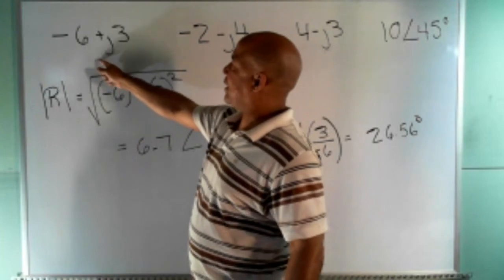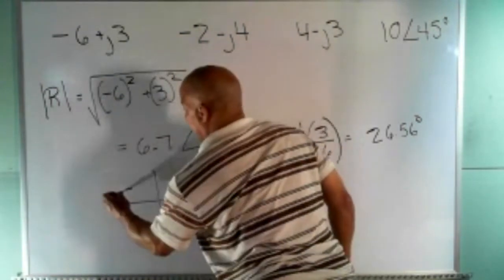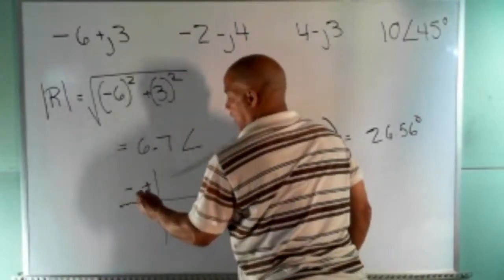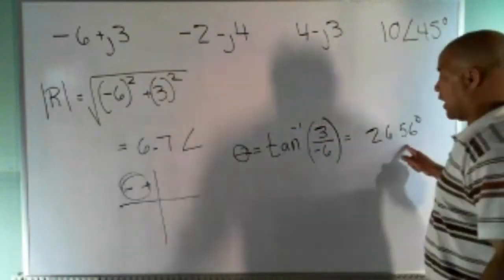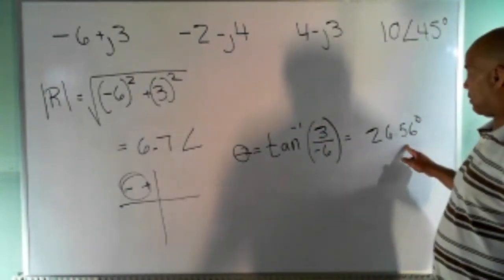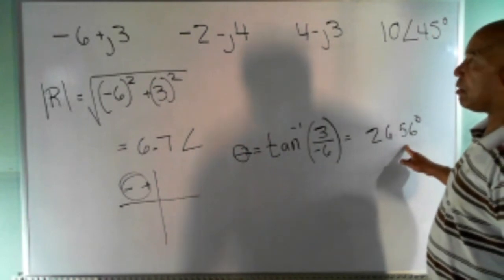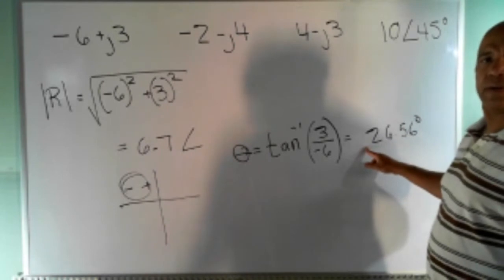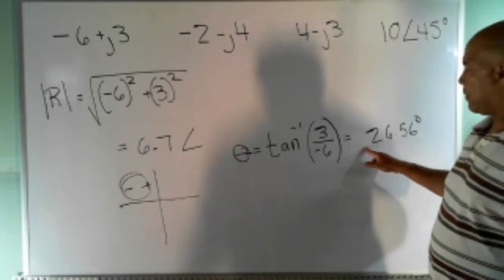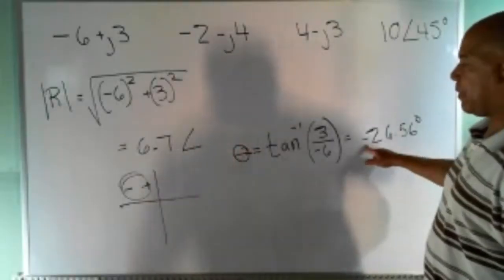From the problem, I can see that this is negative and that's positive. From the problem, I can see I'm in quadrant two. But this is telling me I'm in quadrant what? Is this positive or negative? It's got to be negative. That's a negative angle, negative 26? Yes. Okay. So that's telling me I'm in quadrant two.